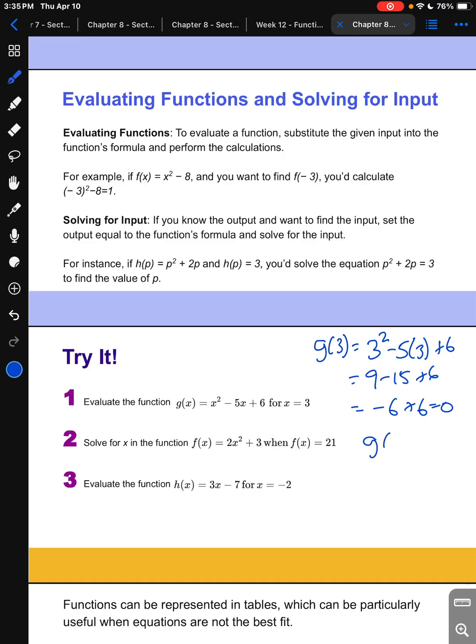So we would say g of x equals 3, or equals 0. G of 3 equals 0. Let's try this last one. H of negative 2 equals 3 times negative 2 minus 7. That's negative 6 minus 7, or negative 13.